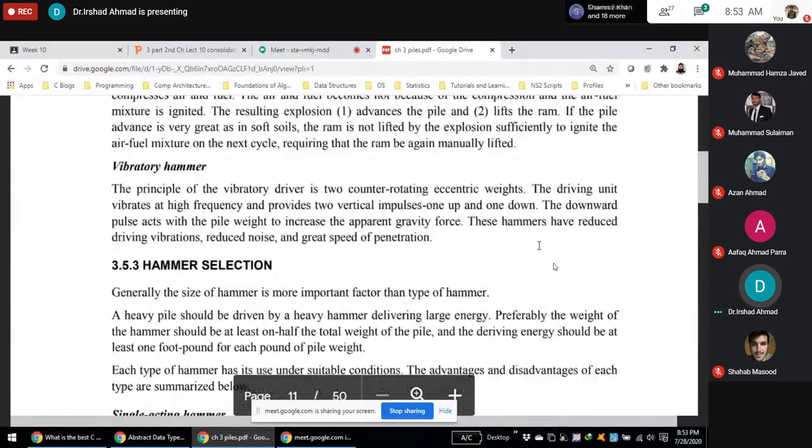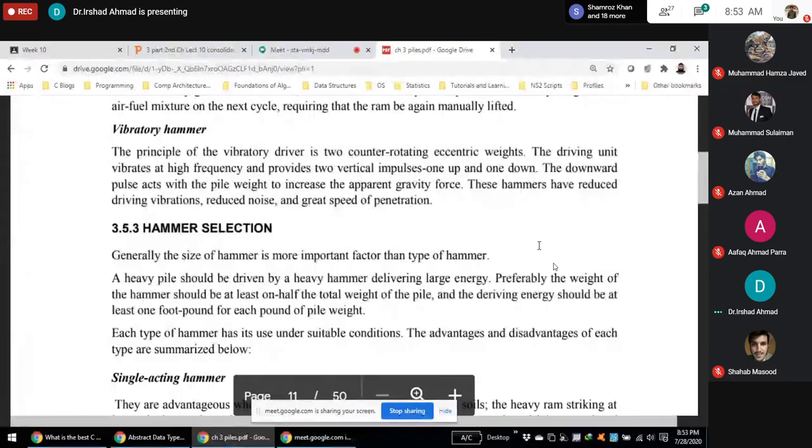Vibratory hammer works through vibration. It imparts vibration to the pile, and by this vibration, the pile goes down. But remember that it's good when you don't have any headroom, right? It also has less noise pollution. Vibratory hammer.